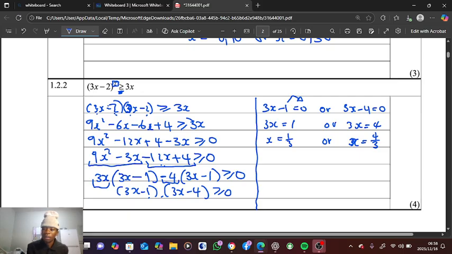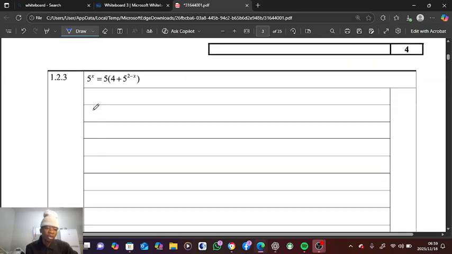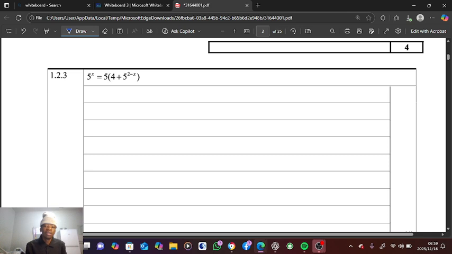Therefore, these are not the exact x values we are looking for. We call them our critical values. Therefore, we're going to notice that x is less or equal to 1 over 3, or x is greater or equal to 4 over 3. Then you are done with 1.2.2. We move to 1.2.3. On 1.2.3, it's an exponential equation.